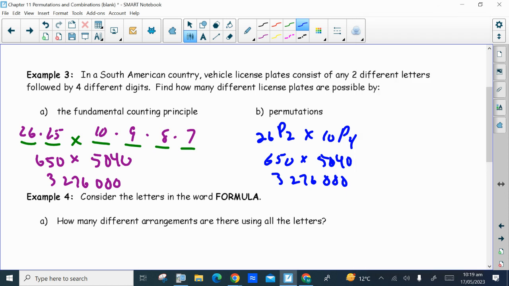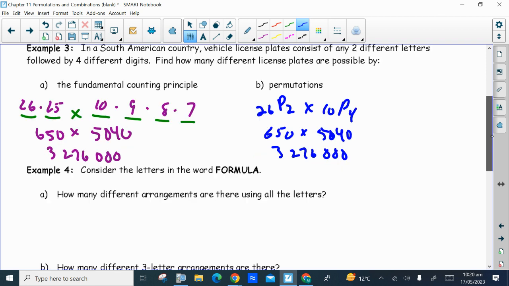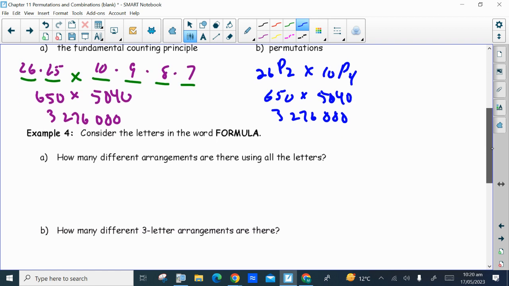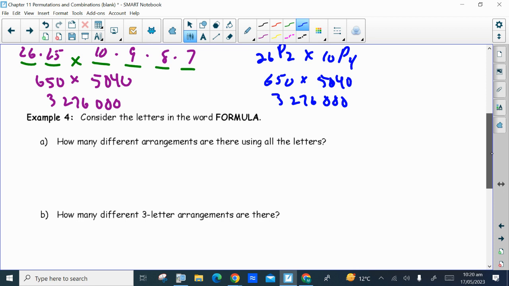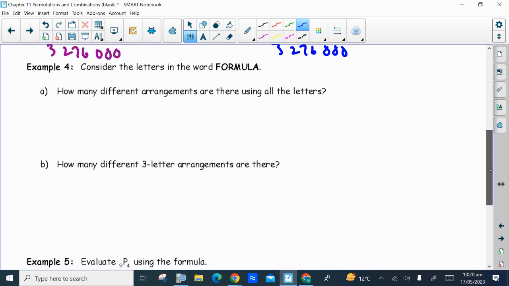So again, what this also shows us is that when you use the fundamental counting principle, you're using permutations, where order matters. Next week, we'll be talking about combinations where order doesn't matter. You cannot use the fundamental counting principle for combinations. Only for permutations. It means order matters.